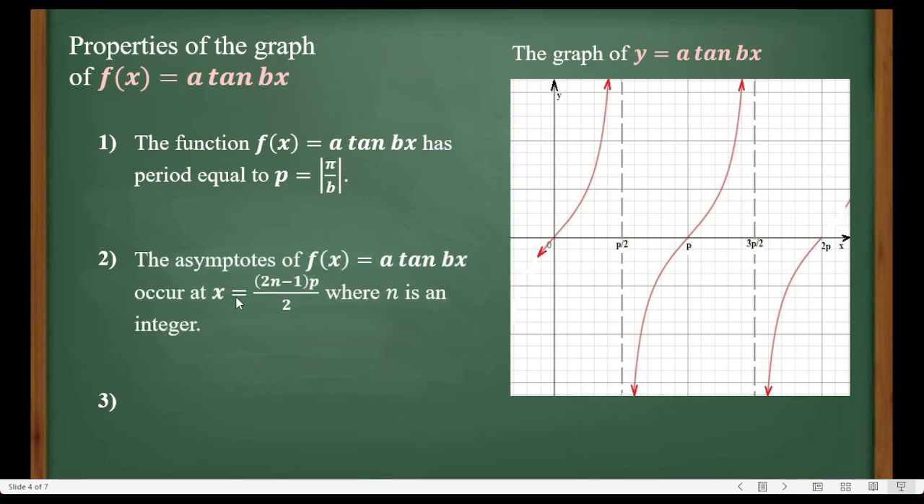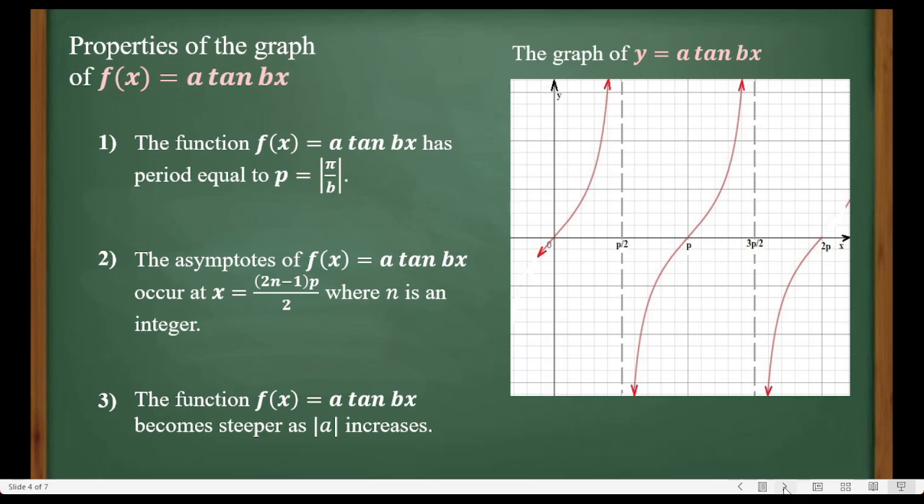Next, the asymptotes of f of x equals a tangent of bx happen at the coordinate x, which can be determined by this formula: x equals quantity 2n minus 1 times p all over 2, where n is an integer and small letter p is the period, which can be determined by the formula from step number 1. And the function f of x equals a tangent of bx becomes steeper as we increase the absolute value of a.